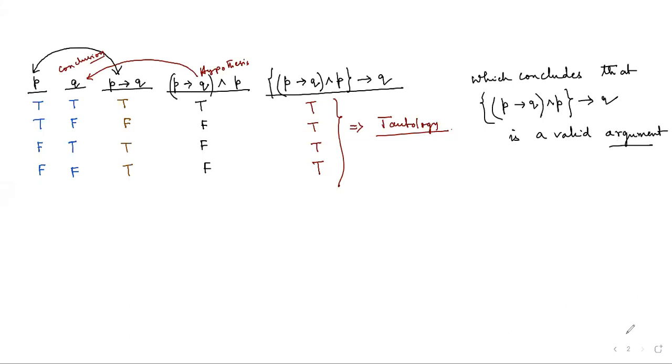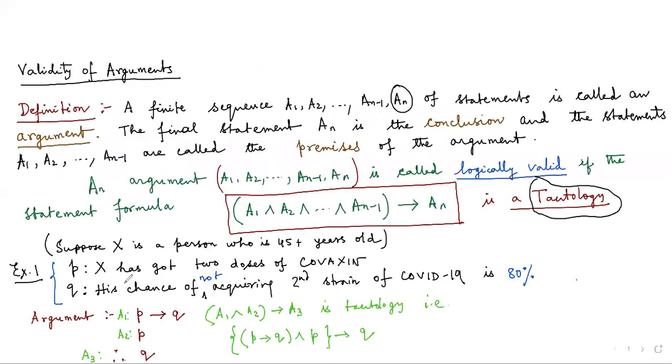So what is our final conclusion? Our final conclusion is that if a person takes 2 doses of covaxin, this implies that his chance of not acquiring the second strain of COVID-19 is 80%. Now, if the person has indeed taken the 2 doses of covaxin, that implies that his chance of not acquiring the second strain of COVID-19 is 80%. So we proved this argument to be a logically valid argument.